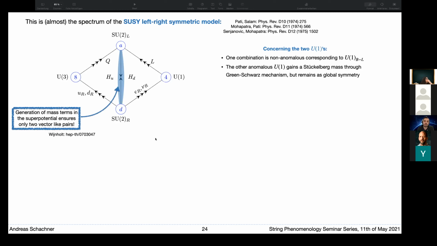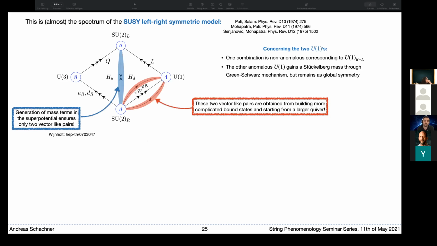Some of you might have already noticed that we are missing a few non-chiral states. And indeed, in order to Higgs this model down to the standard model, we also need some non-chiral states between the SU2R and the U1 factor. And these 2 vector-like pairs can be realized by building more complicated bound states, starting from a larger quiver. And this is explained in our paper. But given the time limitations today, I'm not going to show this in detail. And you should take for granted that you can really generate these additional non-chiral states.